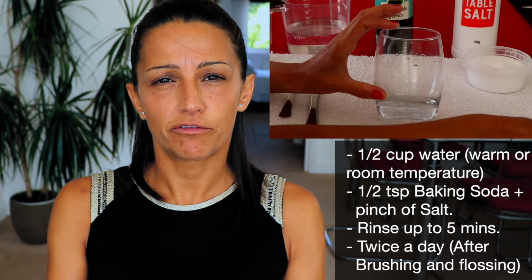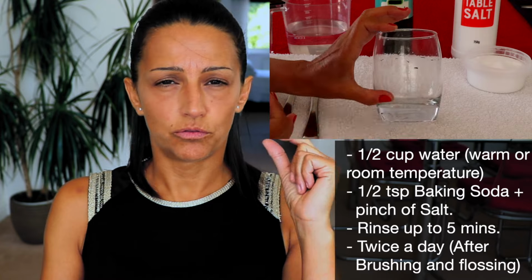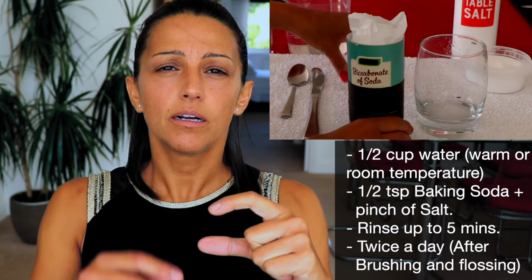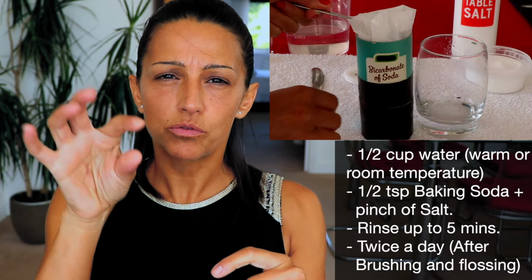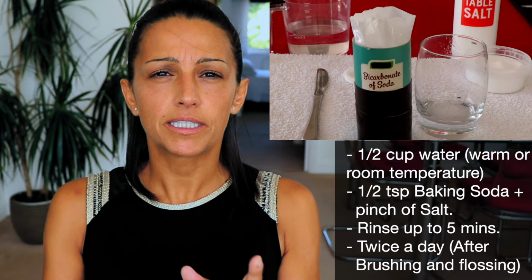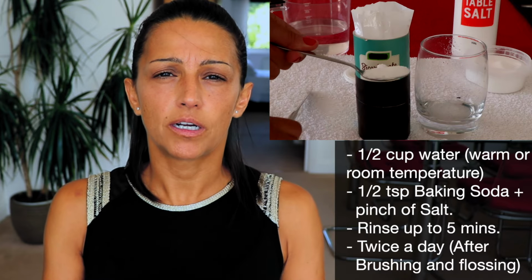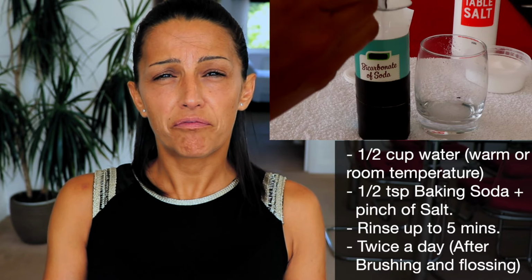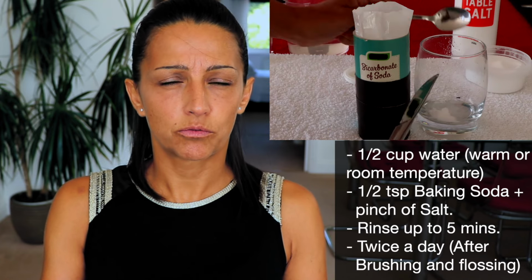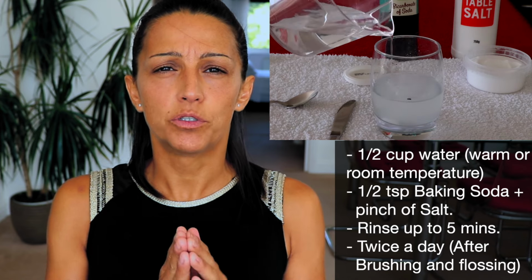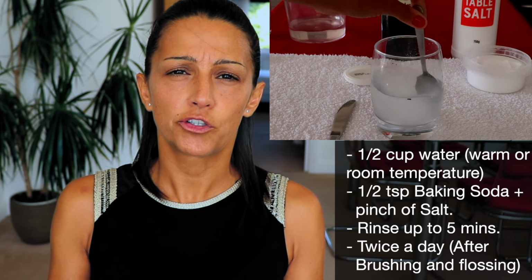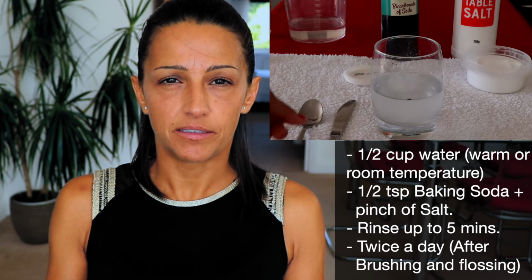The second one is baking soda mouth rinses. Baking soda or bicarbonate of soda. You should do the same. In half a cup of water, mix half a teaspoon of baking soda and also a pinch of salt. Then dissolve it and swish that mixture around your mouth for up to 5 minutes, but you can only do this twice a day. Both salt water and baking soda neutralize the acidity of the infection in your mouth, and they also have antibacterial properties.